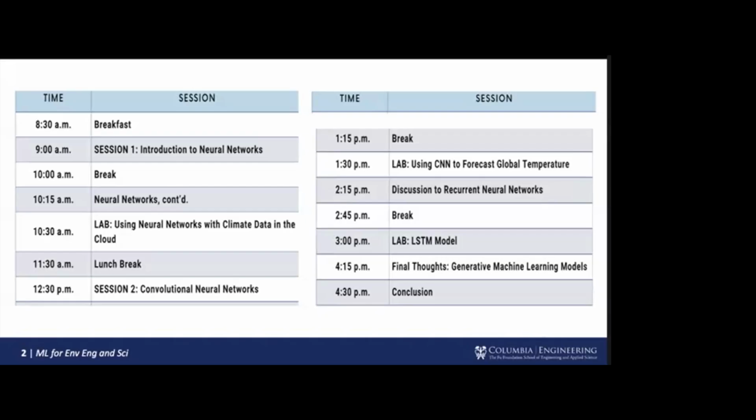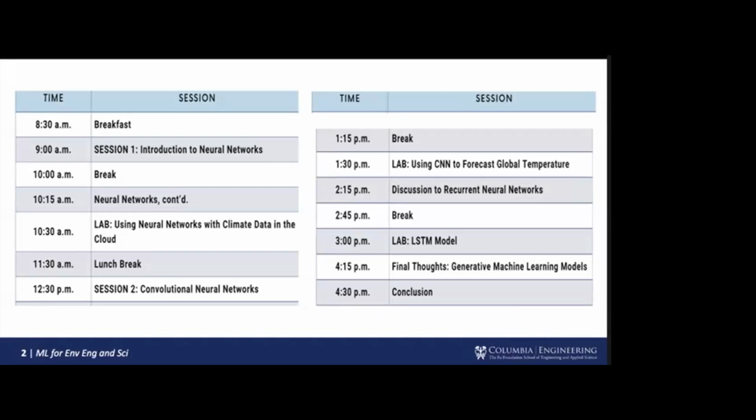After lunch, we will shift focus to session two, convolutional neural networks, CNN. CNNs are particularly important for Earth science because much of our data is spatial: maps, grids, and fields, right? CNNs can give us a way to encode that structure into the model. In the early afternoon, you will work through a CNN-based lab focused on forecasting global temperature patterns. This is a realistic example of how those tools are used in practice, including the limitations.